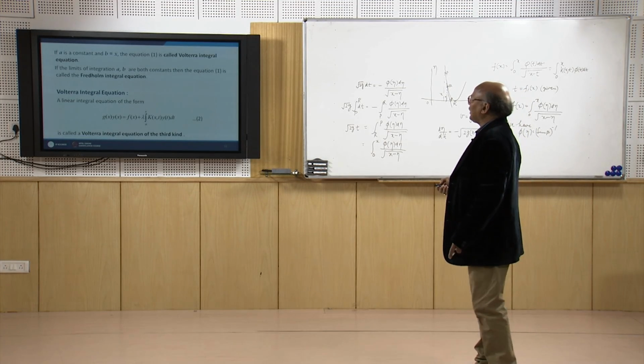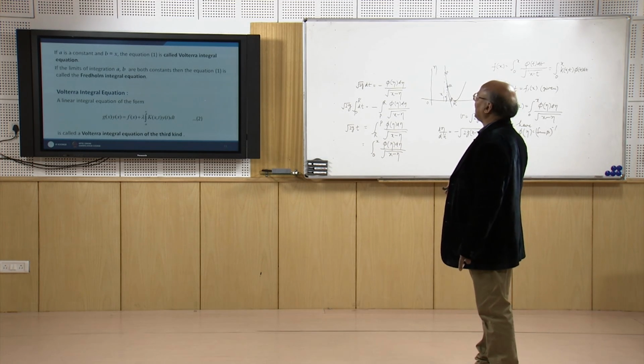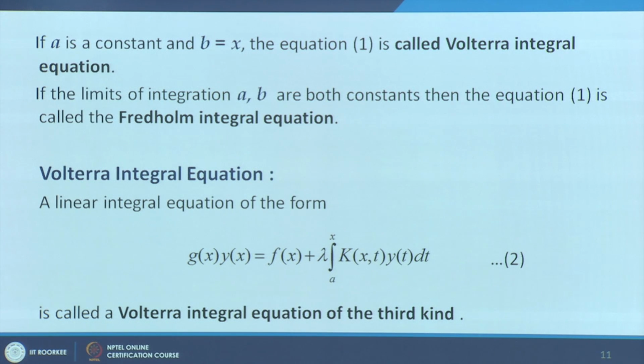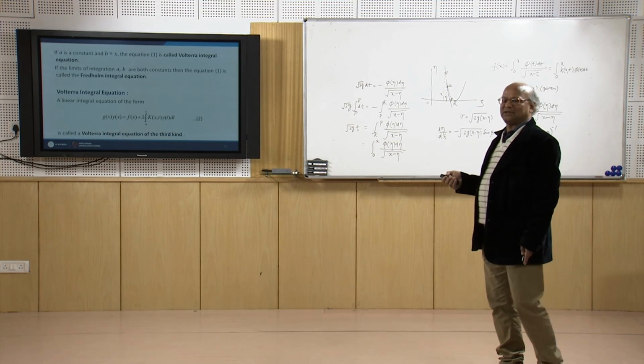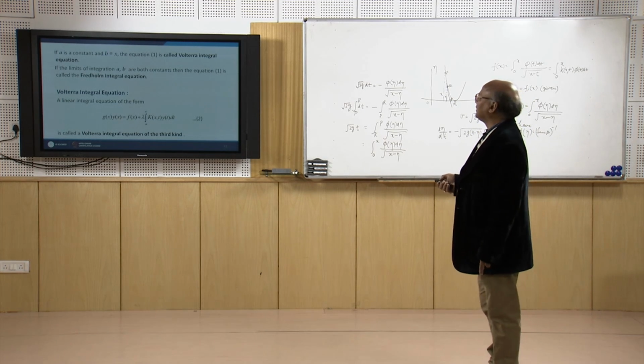Now if it so happens that in the limits of integration a is a constant while b is equal to x, then the integral equation will be called a Volterra integral equation. If both the limits of integration a and b are constants, then the equation will be called a Fredholm integral equation. So there are two kinds of integral equations, one is Volterra and another one is Fredholm. In the case of Volterra, the lower limit is constant while the upper limit is a variable x, and in the case of Fredholm, both the limits of integration are constants.